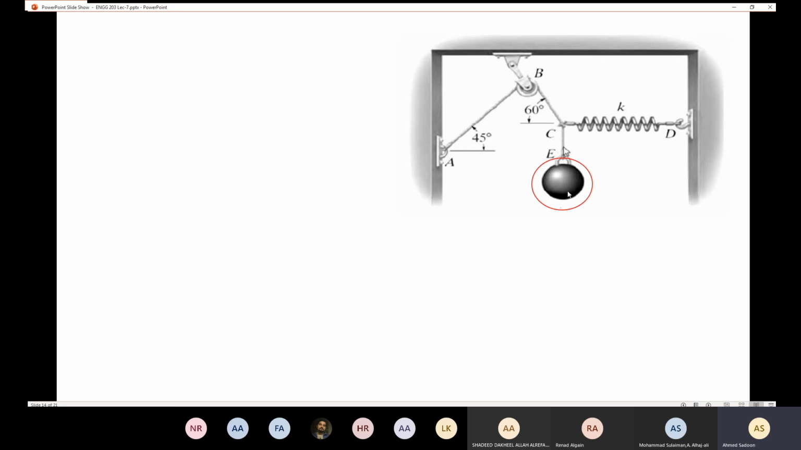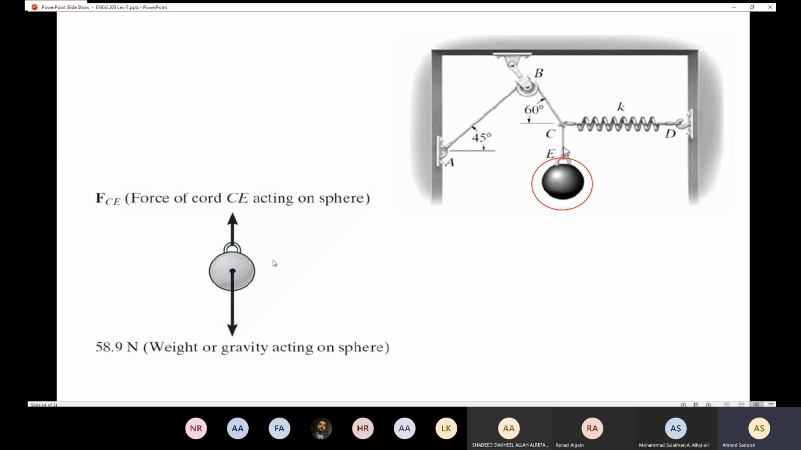If I separate this one, that means the ball will try to go down because of its weight. So I have a force which is acting down. And it's not going down because it's connected with that cable here. So the cable will try to push the sphere up. So I have the force from CE up, and I have the weight of the sphere down. So if I draw the free body diagram for the sphere, I'm going to have the weight or the gravity acting on the sphere, and I'm going to have the force CE here from the cord.